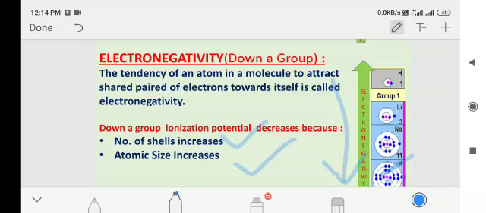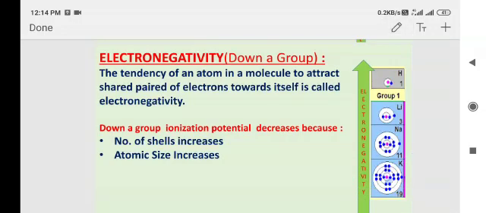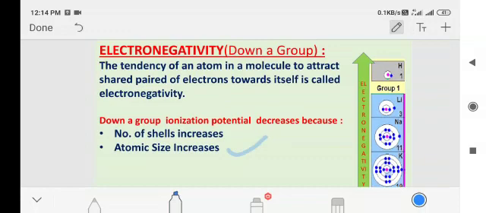So the effective nuclear pull exerted on the last shell is minimum. As a result, the atom finds it difficult to attract the shared pair of electrons towards itself. So once again, come back to the point: since atomic size increases, the atom finds it difficult to attract the shared pair of electrons towards itself. So while you move down in a group, ionization potential, there is a correction here, this is not ionization potential here, there is a typing error.